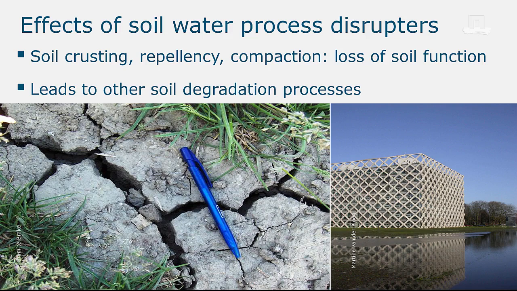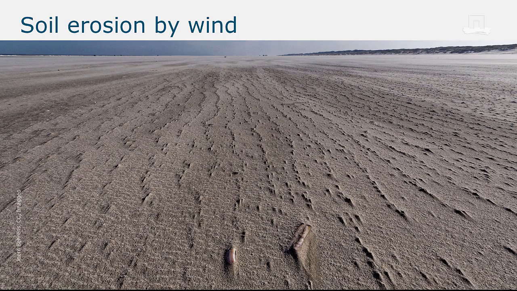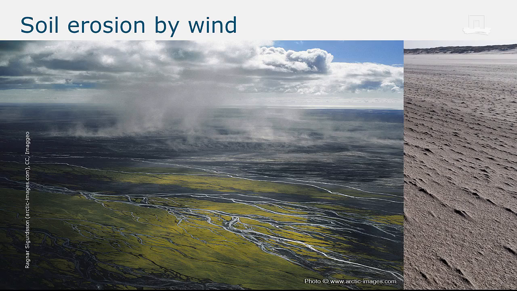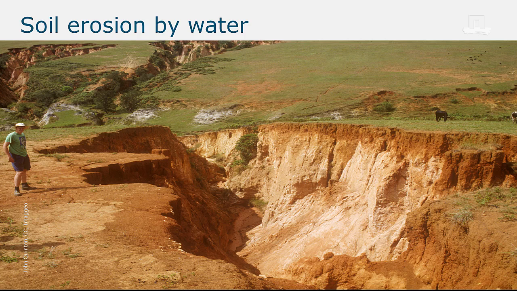What other kinds of things can happen when soil water processes are disrupted? Well, if the soil is no longer protected by plants because they cannot root there, the wind can take massive amounts of soil with it. In, for example, Iceland, the erosion of wind is much bigger than the erosion by water. Here you can see a dust storm where vegetation has disappeared, while in the front of the picture the vegetation still protects the soil from erosion.